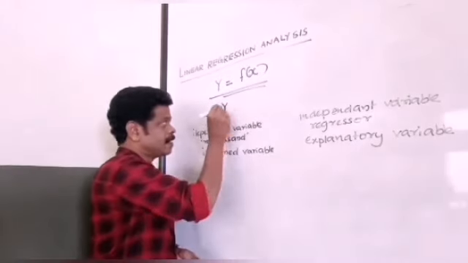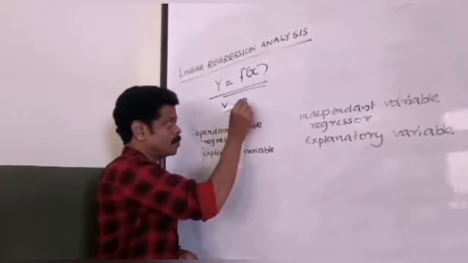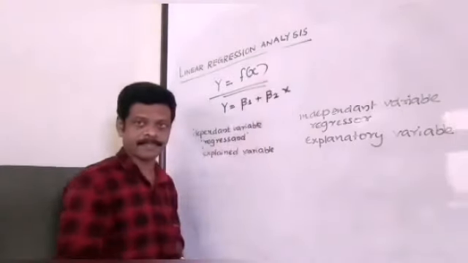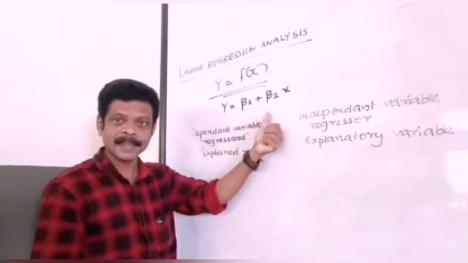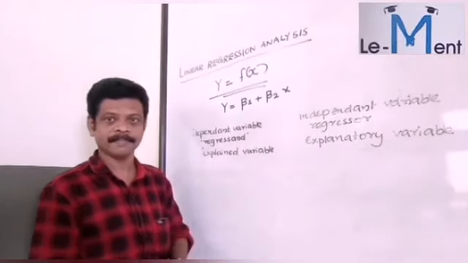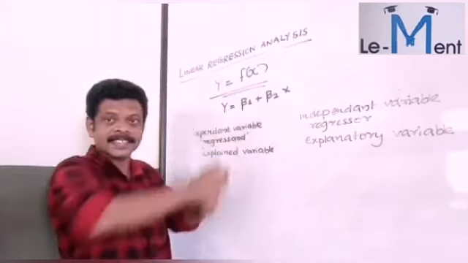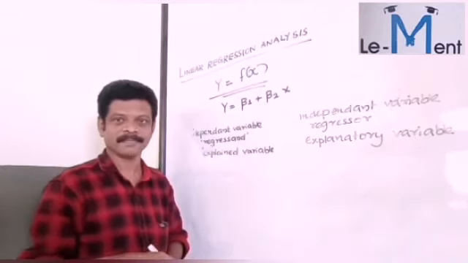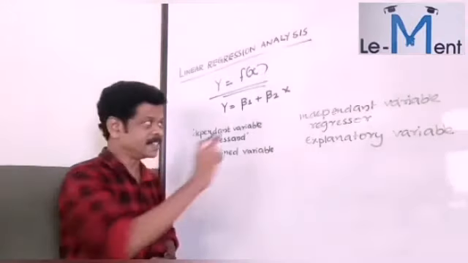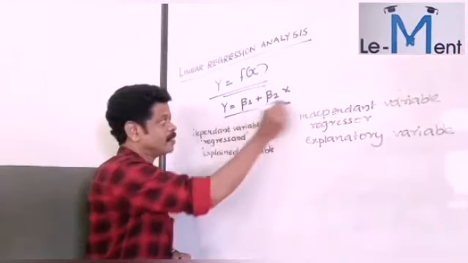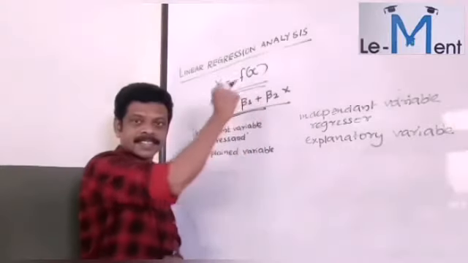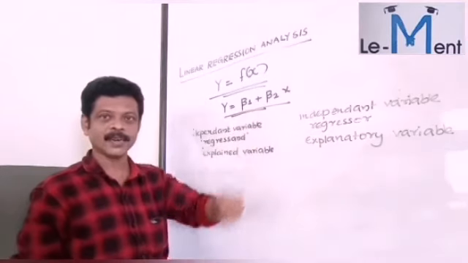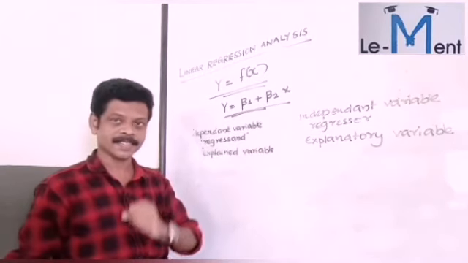This looks like y is equal to beta 1 plus beta 2 x. This hypothetical mathematical relationship that links x and y is known as regression. In this regression model, y and x are variables and beta 1 and beta 2 are parameters.